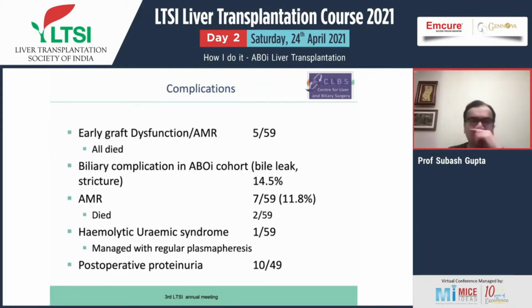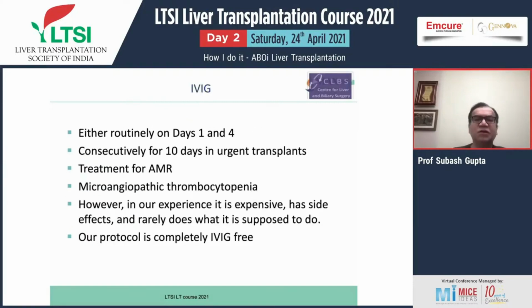And we had lots of complications. As I said earlier, we had 5 out of 59 patients who had early graft dysfunction, and they died. Biliary complications were seen in 14%, AMR in 7 out of 59 patients, of which 2 died. One patient had hemolytic uremic syndrome, and we managed this with frequent, daily plasmapheresis. And a lot of patients had proteinuria post transplantation.